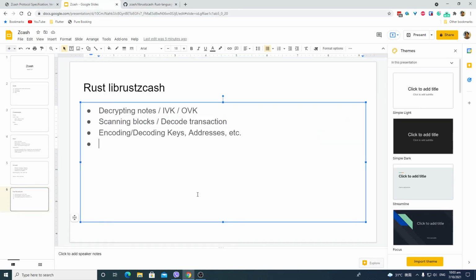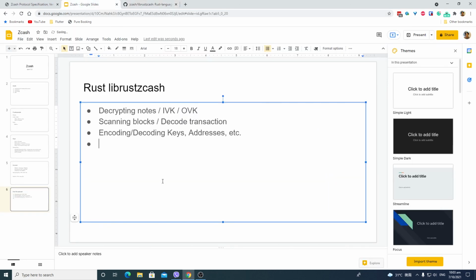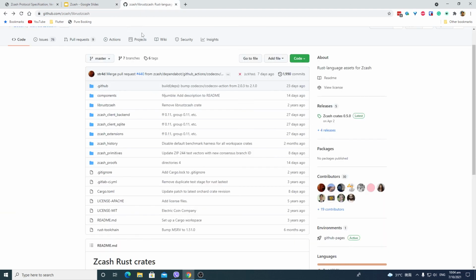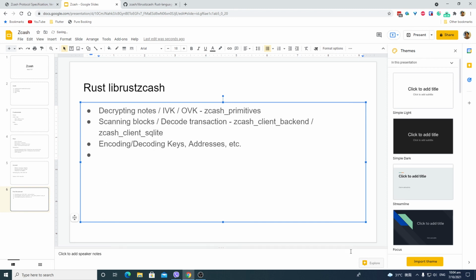All right, so let's put it here. This guy is going to be in Zcash primitives, and this guy is going to be in Zcash client backend. And then you can opt to use the Zcash, sorry, what was the name? Client SQLite. Right. But that's not a requirement, definitely not a requirement. And that guy, I think, is also in Zcash primitives.